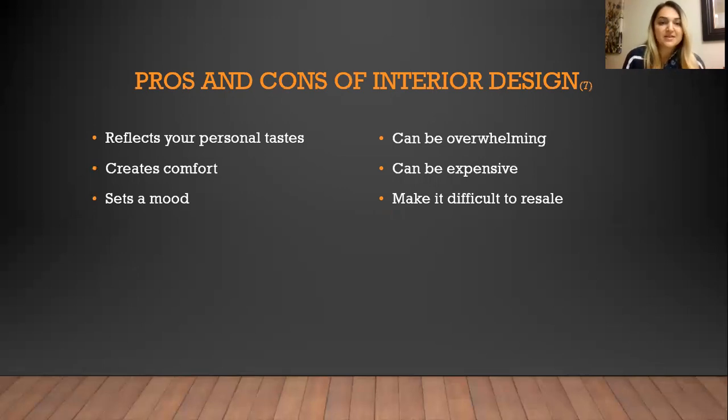And what are some pros and cons of interior design? It reflects your personal taste. Of course, the way you design your room, your office room, your home, is a reflection of your own ideas and values. And of course, it creates comfort and sets a mood. As we talked about in the color selection, colors have meaning, they have personality. For example, sky blue color can represent peaceful area, or bright yellowish can represent sunshine.